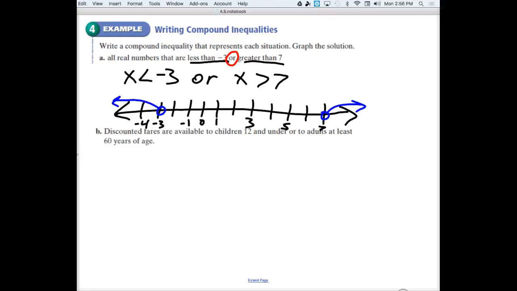So once again, we'll do part B here. Discounted fares are available to children 12 and under. So discounted fares, x, are available to children 12 and under, so x has to be less than or equal to 12. Again, they use the word or, so we're going to also use or to adults at least 60 years of age. So x, they have to be at least 60 years, x has to be greater than or equal to 60. Now, I'm not going to go ahead and graph this one because we'd have to skip a lot of numbers.